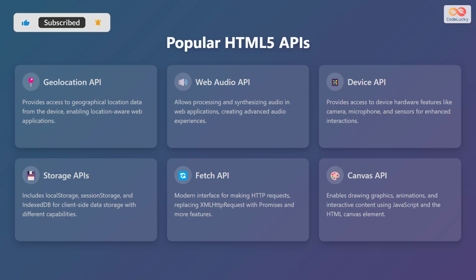Storage APIs include local storage, session storage, and IndexedDB for client-side data storage with different capabilities. The Fetch API is a modern interface for making HTTP requests, replacing XML HTTP requests with promises and more features. Finally, the Canvas API enables drawing graphics, animations, and interactive content using JavaScript and the HTML Canvas element.